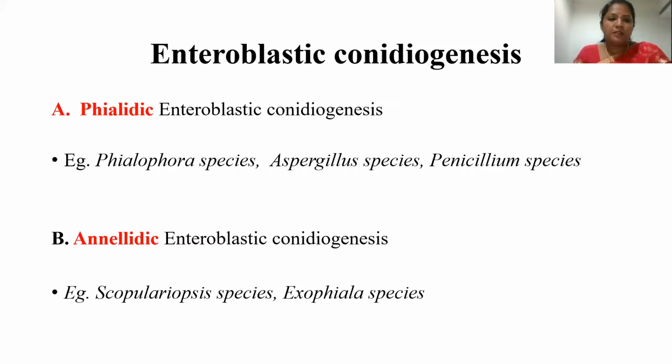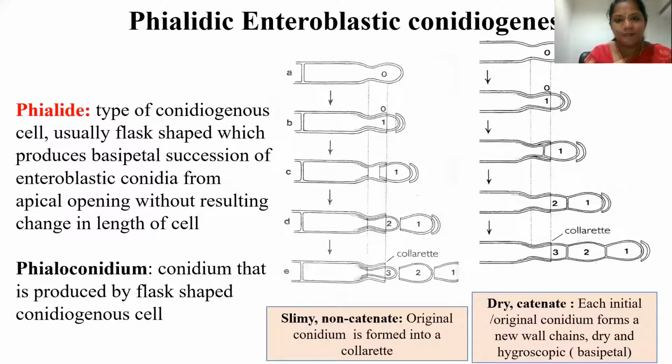It is again divided into two types: phialidic enteroblastic conidiogenesis and annellidic enteroblastic conidiogenesis. Examples of the phialidic method are Phialophora species, Aspergillus species, Penicillium species. Examples of the annellidic method are Scopulariopsis species, Exophiala species. So what are phialides? Phialides are a type of conidiogenous cell, usually flask shaped, which produce a basipetal succession of enteroblastic conidia from an apical opening without resulting in change of the length. There will not be any change of the length, but they will produce the conidia.